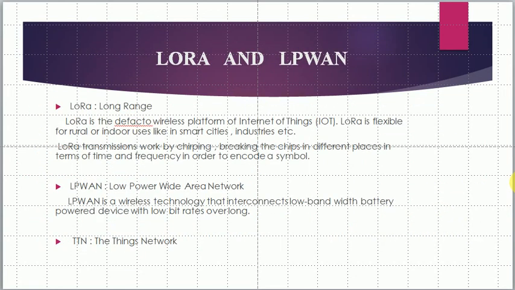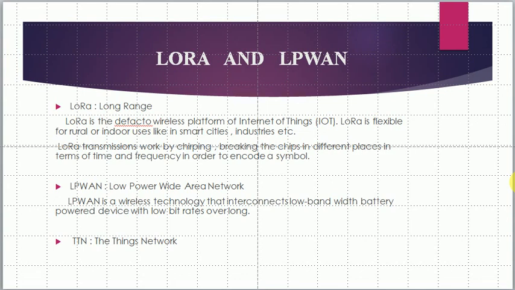Next point, LoRa. What is LoRa? LoRa is long range, the de facto wireless platform of the Internet of Things. LoRa is flexible for rural and indoor users, like smart cities and industries. LoRa transmissions work by breaking the chips across different places in time, frequency and order, to encode a symbol. And the next thing is LPWAN, low power wide area network.